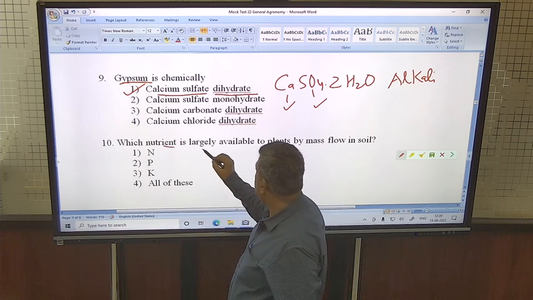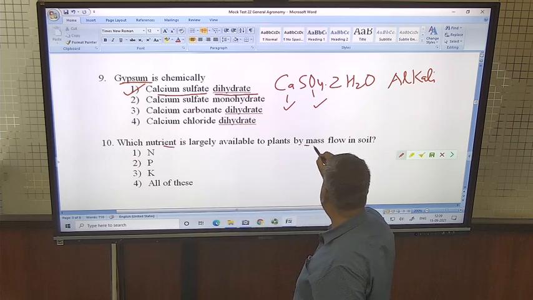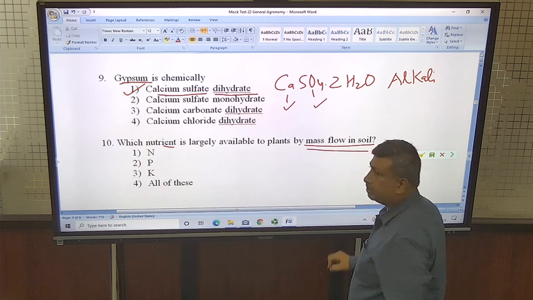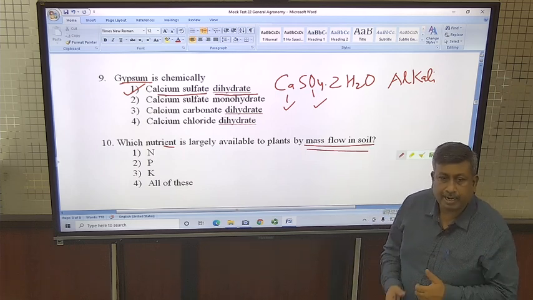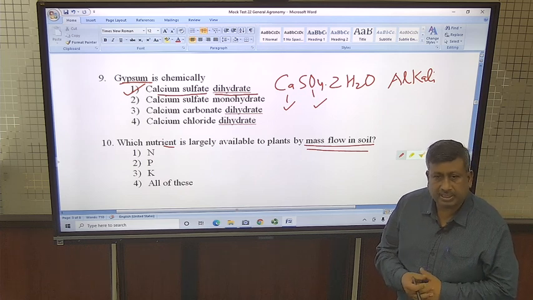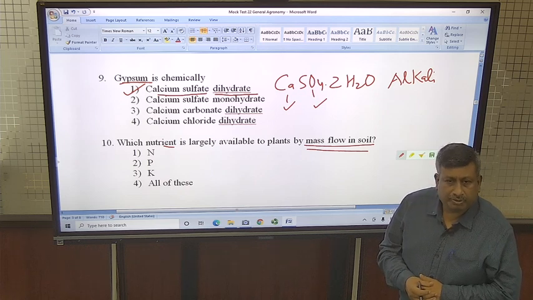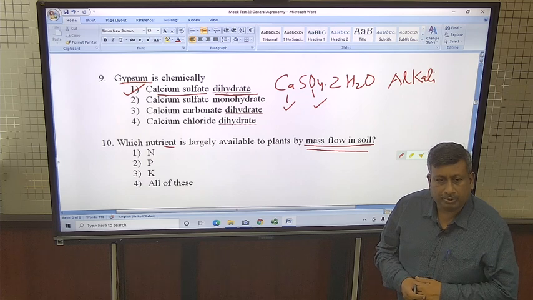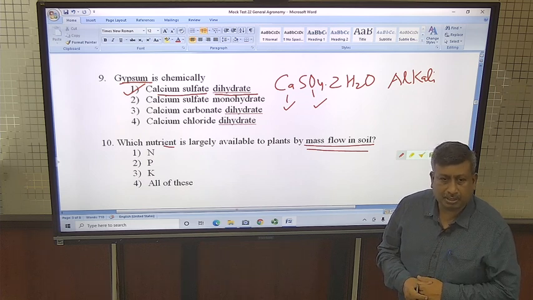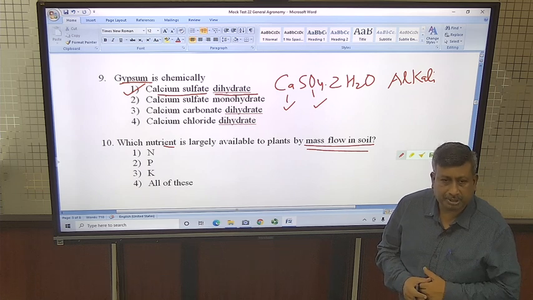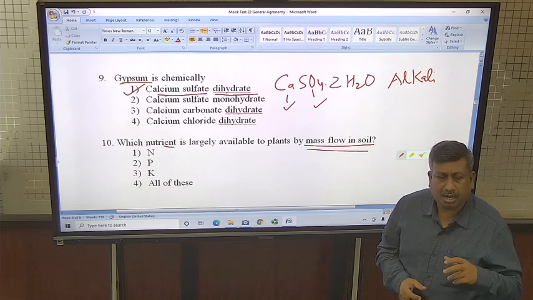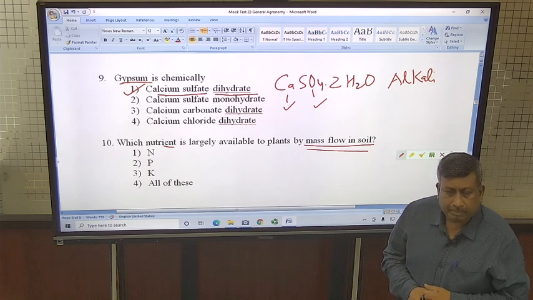Which nutrient is largely available to plants by mass flow in soil? There are mainly two major pathways. The first one is mass flow, the second one is diffusion, through which nutrients are available to plant roots. The third is root interception and contact exchange, but its contribution is hardly 1 to 2%, compared to mass flow and diffusion.